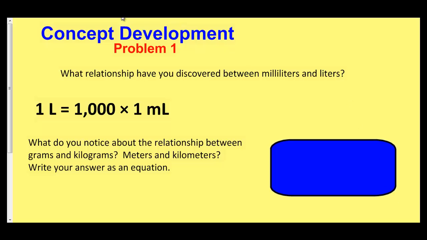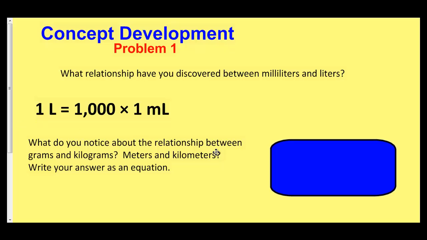Okay, so I want you to think for just a minute. Don't write anything in your math journal, but I just want you to think, what relationship have you discovered between milliliters and liters? And when it talks about relationship, it's talking about how when you compare them. And when you compare milliliters and liters, you can see that liters are 1,000 times greater than milliliters. I do want you to write this math equation in your math journal. I want you to put 1 liter is equal to 1,000 times 1 milliliter. And what that means is 1 liter is 1,000 times greater than 1 milliliter.